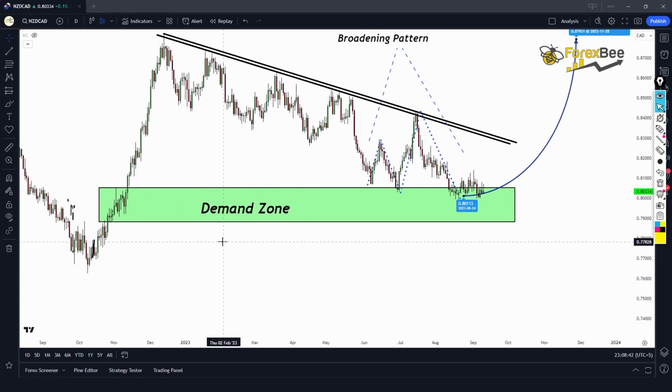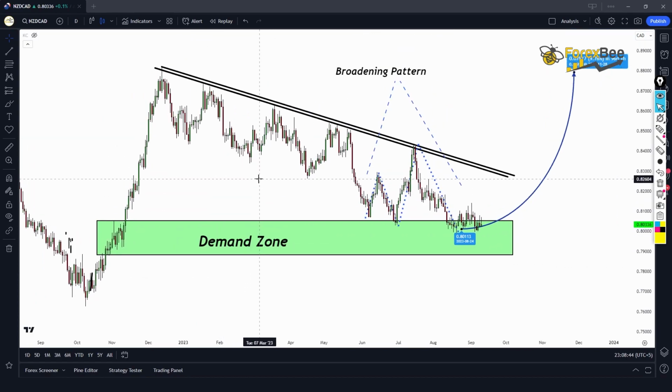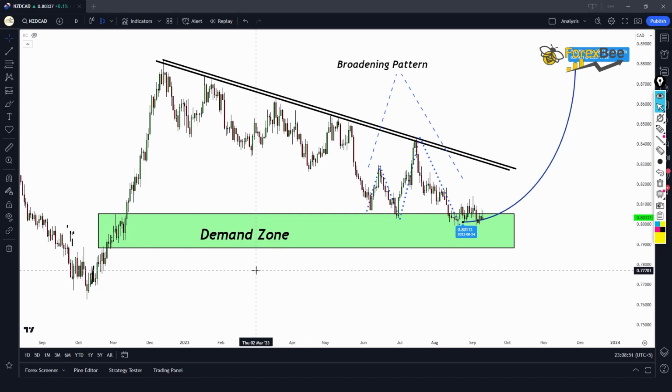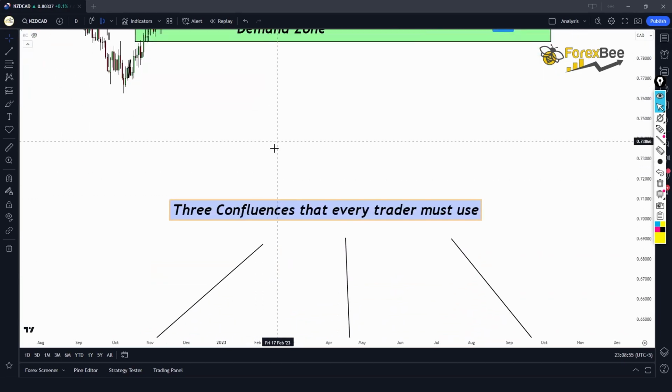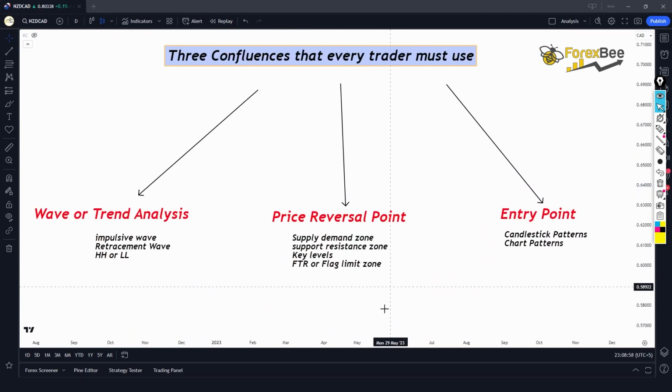There are a lot of other things as well, which I have explained to you, on what analysis was possible here, but there are a lot of other things that you need to pay attention to. So make sure to pay close attention whenever you're doing analysis, and make sure to combine these three types of analysis to increase the winning probability of your trades.